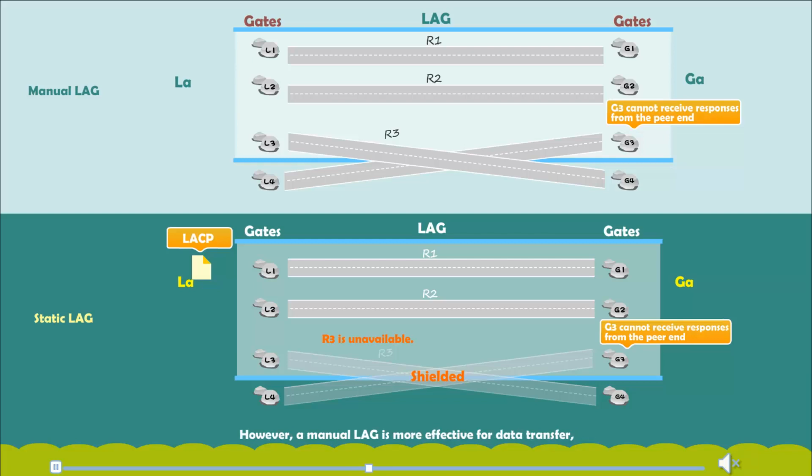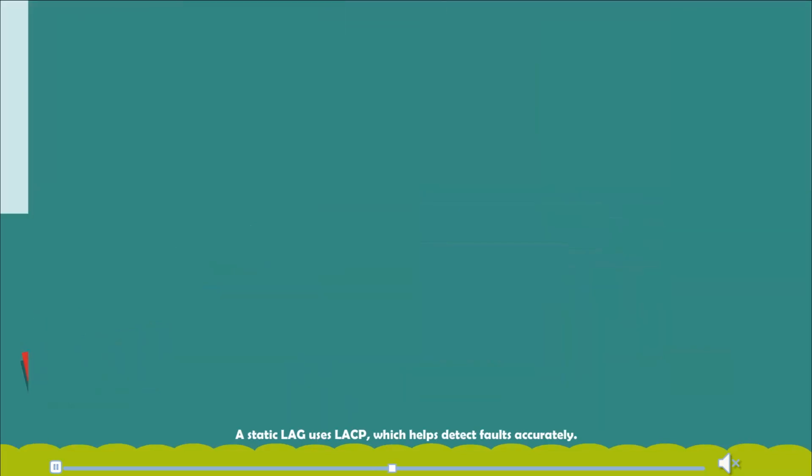However, a manual LAG is more effective for data transfer. So in situations where LACP is not supported, a manual LAG is still a good option. A static LAG uses LACP, which helps detect faults accurately.